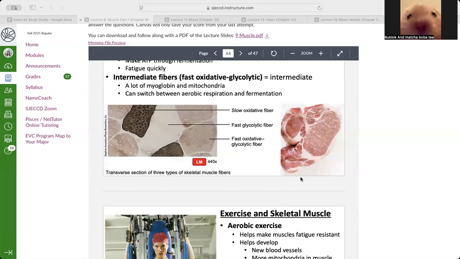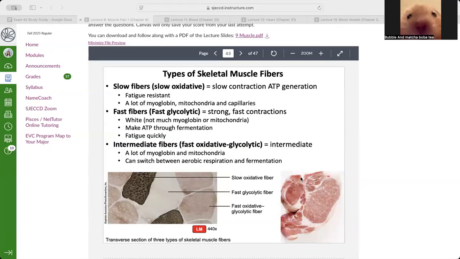But I also wanted to add back a little bit more information about the muscle fibers. So the intermediate fibers, they are kind of red, but not as red as slow oxidative fibers. More oxygen means more red, right? And they're not as fatigue resistant. They're kind of in between, and just like walking. Okay, you just walk, you casually walk, that's what you need.